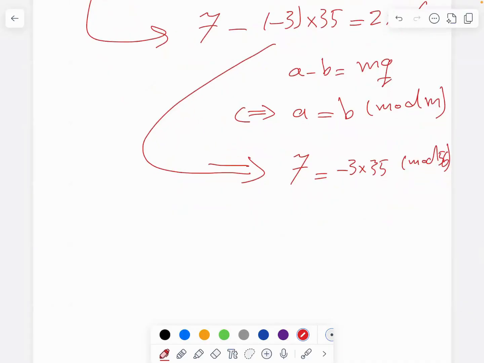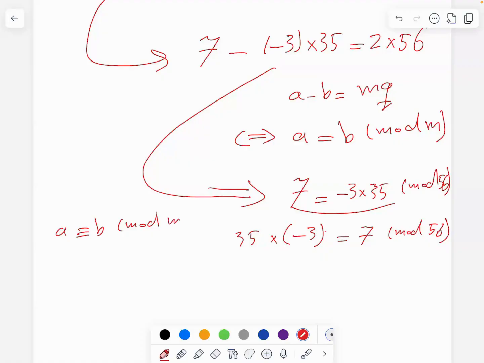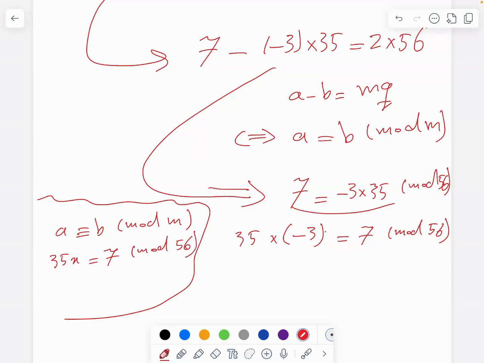From here, you can see that you can commute this one: minus 3 times 35 equals 7 mod 56. A equals B mod M. And just to remind you, the equation was 35x equals 7 mod 56. From here, we can see that x is this guy.